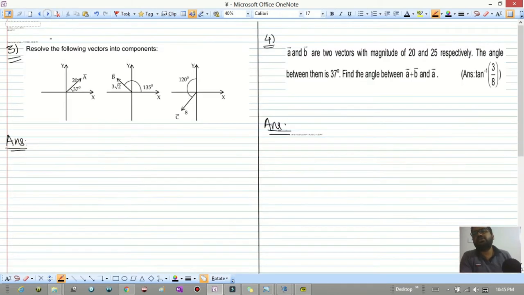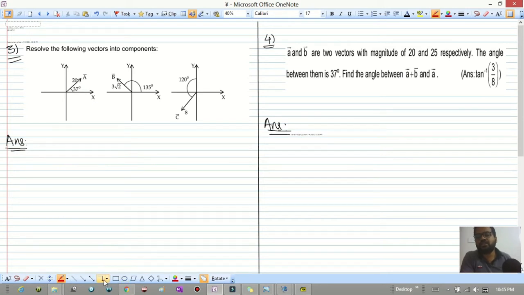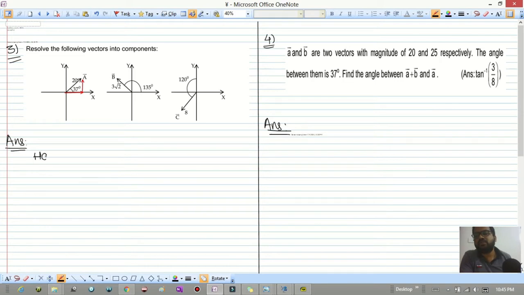So next question, third question: resolve the following vectors into vector components. As you can see over here, this is a 20 Newton force, or 20 any unit force. It has two components, one along this and the other along this. So the horizontal component for the first one is equal to 20 cos 37 degree.